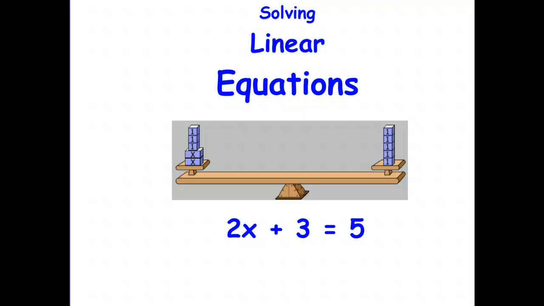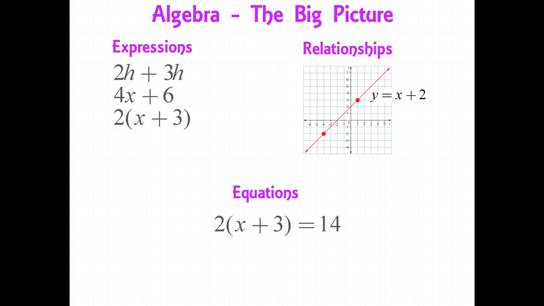Hello students. Well, we're about to start another series of videos, this time on an algebra topic called solving linear equations. So let's just have a quick look at how they fit into the big picture of algebra. One of the first things you learned about algebra was to work with expressions. An expression, for example, is 2h plus 3h, and you learned that you can simplify that because they're like terms.